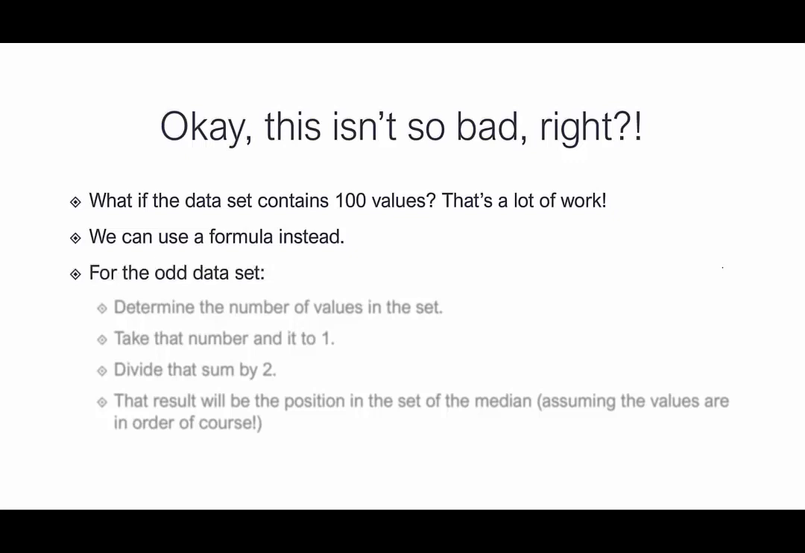If there are an odd number in the data set, we determine the number of values in the set, take that number and add 1 to it. So if there are 15, we're going to add 1. That's going to make it 16. Then we divide that sum by 2. 16 divided by 2 is 8. And that means if we have 15 in the data set, the 8th number will be the median. So we have to count 1, 2, 3, 4, 5, 6, 7, 8 when the numbers are in order.